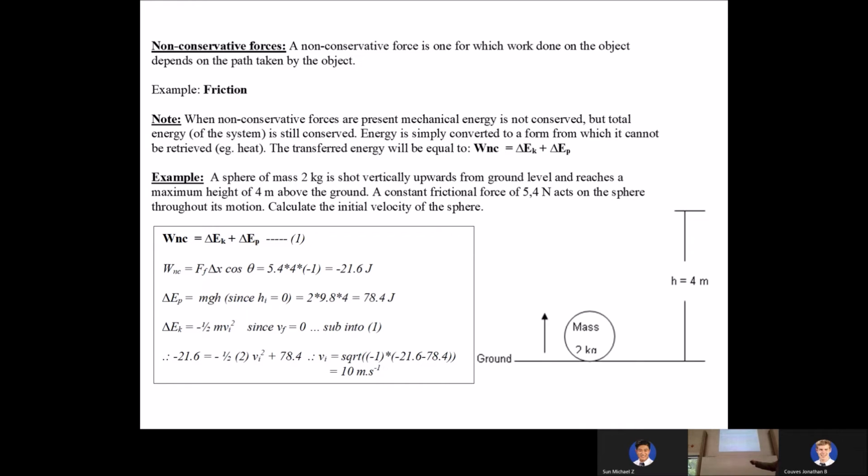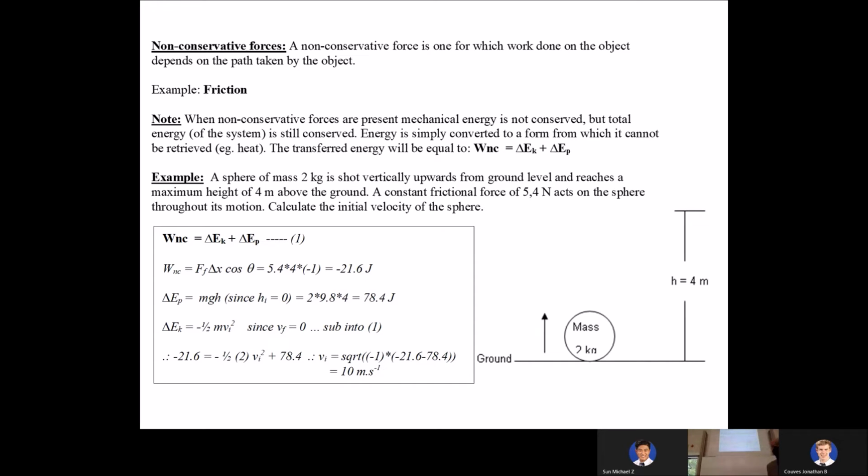Change in potential energy is easy, it's just mgh. And that gives you your 78.4. And delta EK is half mv squared. You can put that in for delta EK. You can put this in for delta EP. Add the whole thing up, and you'll end up with exactly the same answer.